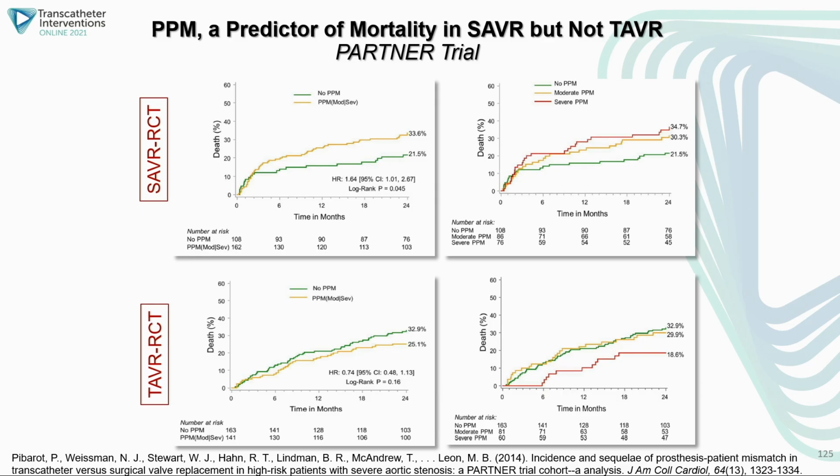Well, this is data from the PARTNER study, and you can see on the top panels the surgical cohort, and in the lower panels you can see the TAVI cohort. And you can see that with the surgical patients, PPM does map to a worse outcome. There's a higher mortality in patients who have a defined patient prosthesis mismatch. Yet in the TAVI cohort, that is not the case. And indeed, if you divide the patients into no PPM, moderate and severe, it almost looks the wrong way round, with patients doing best in the severe PPM group in the TAVI cohort.